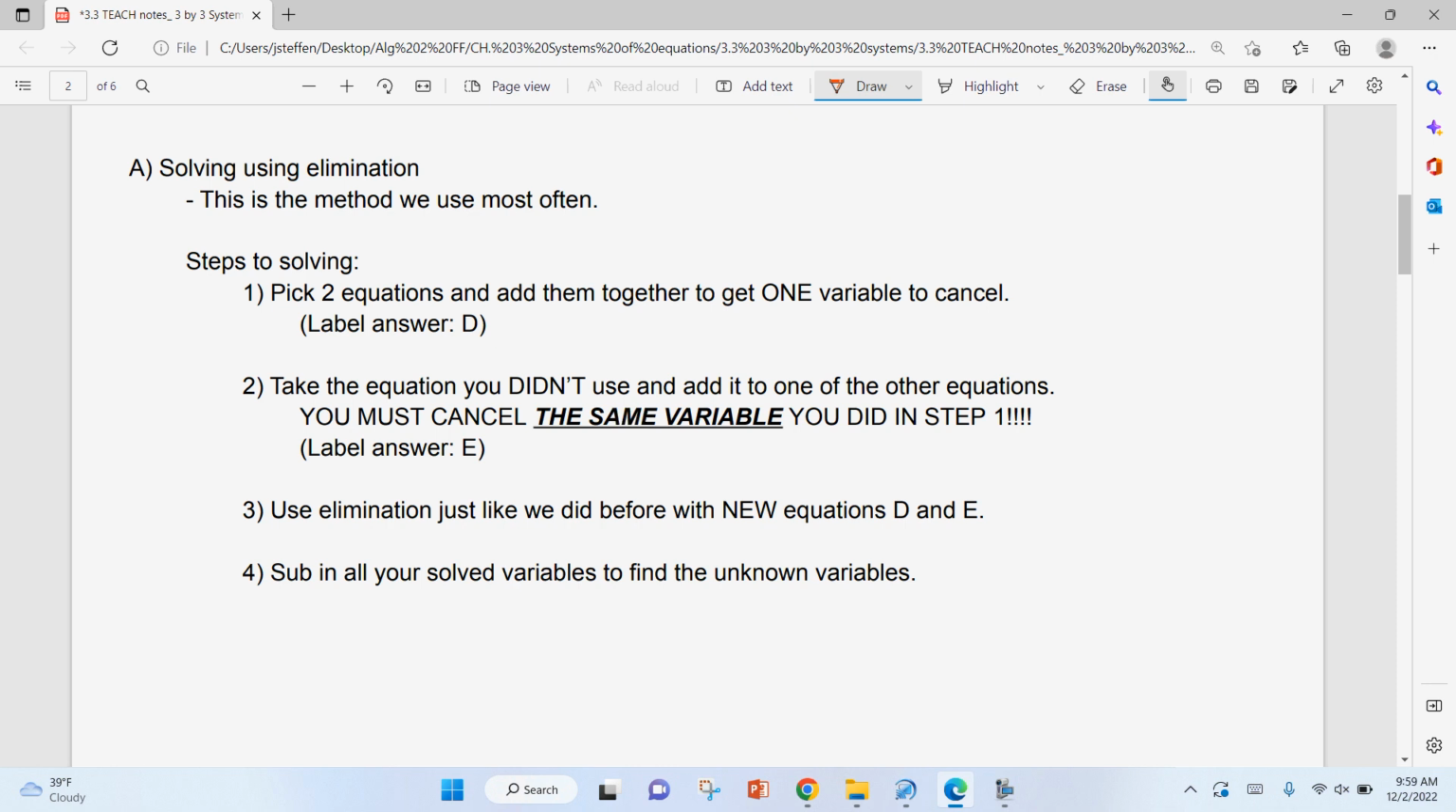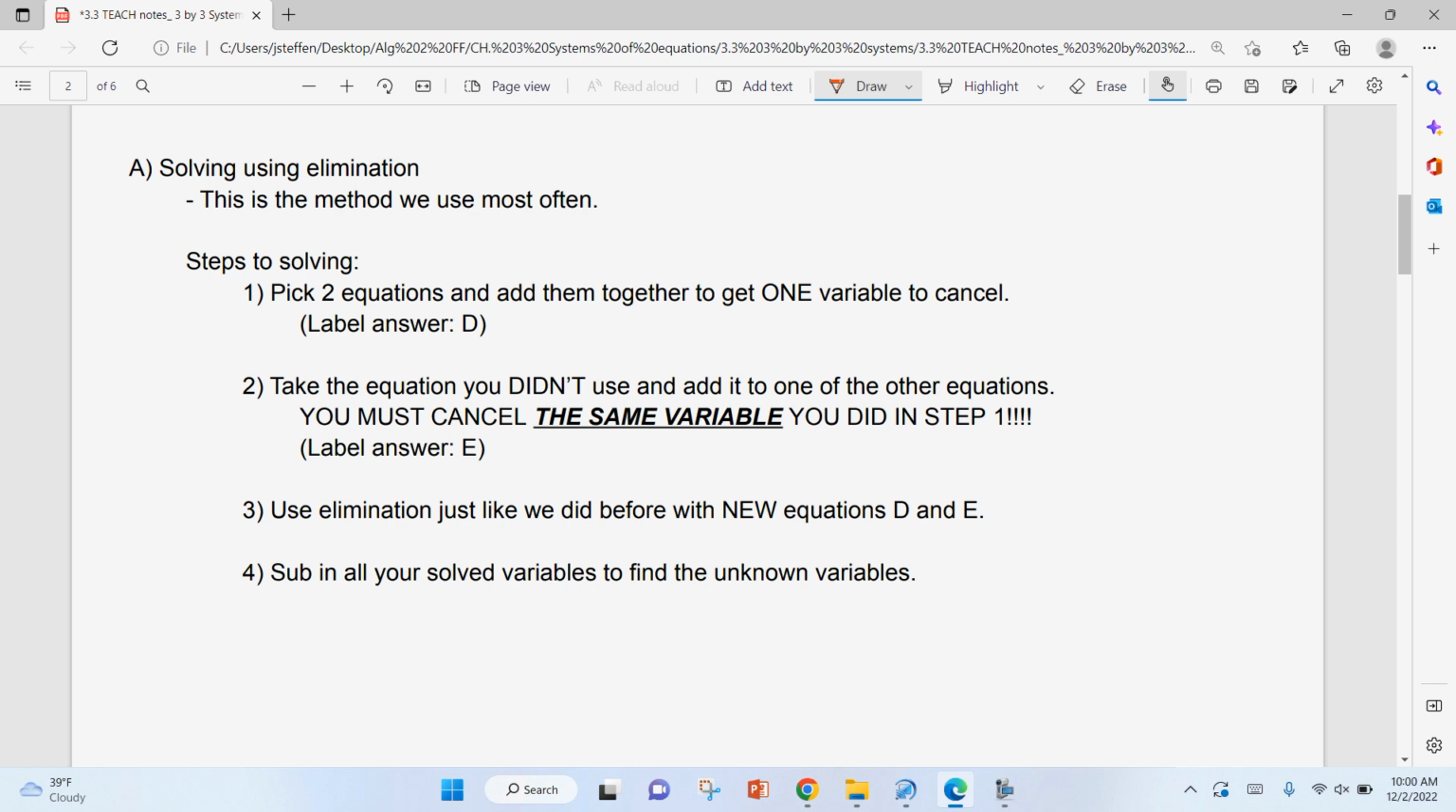So step one, you're going to pick 2 equations. You're going to add them together to get one of your variables to cancel, just like we did with elimination back in section 2, back in algebra 1. Find 2 equations, add them together to get their x's to cancel. You want like equal but opposite, a -3 and a +3, so they cancel.